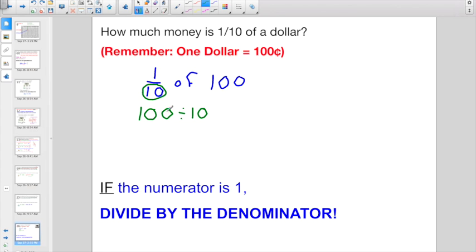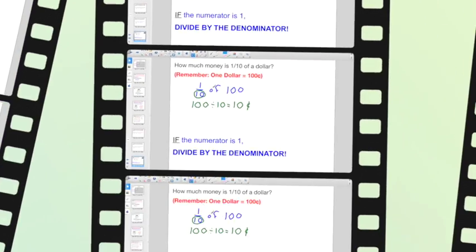What is 100 divided by 10? What times 10 equals 100? Well, we already figured this out. It was 10, right? One extra little thing though, it is 10 cents because it is a money problem, so they want it labeled. 100 cents divided by 10 is 10 cents.